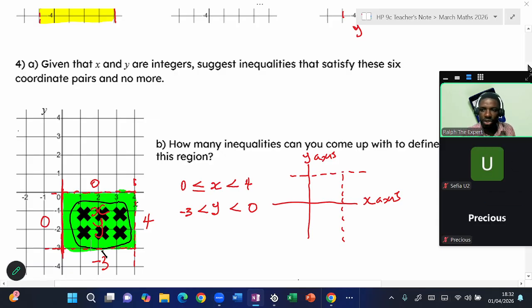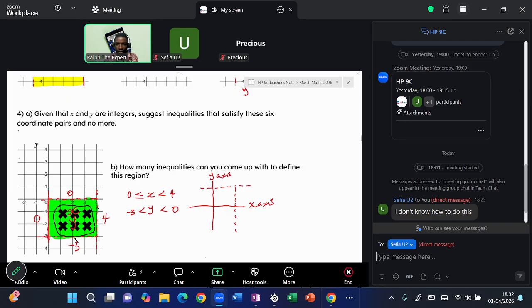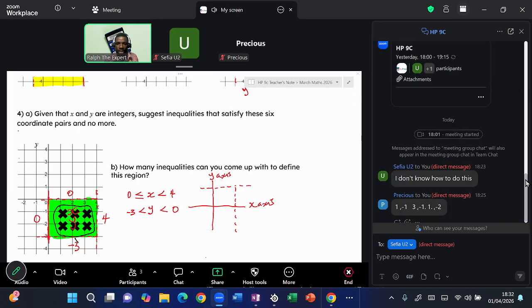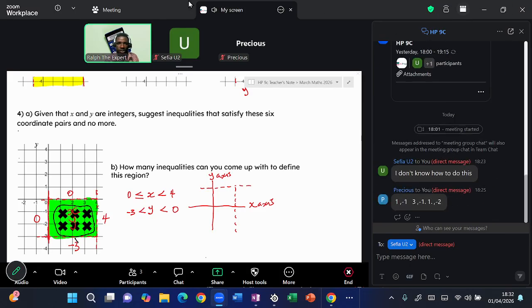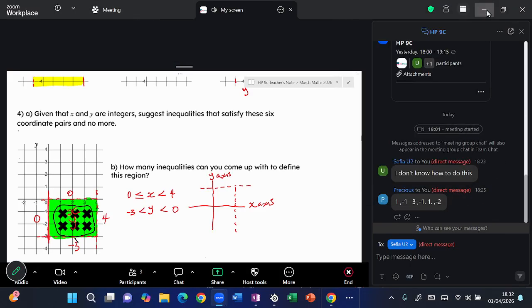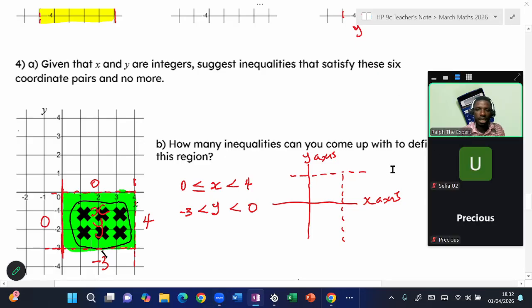Okay, if we understood, I want someone to explain it in like a minute. Did you understand that? Precious, are you there? This is the last class for this topic. We are not going to come back to this topic again. Even if we do come back, it will probably be at a later time, maybe later in the year.